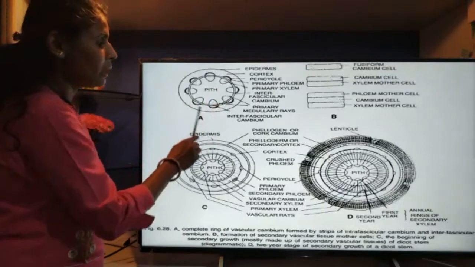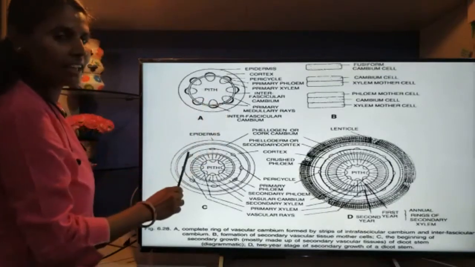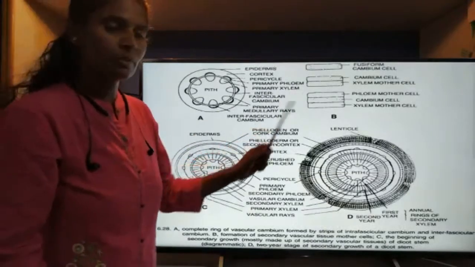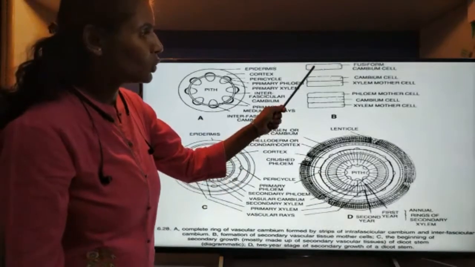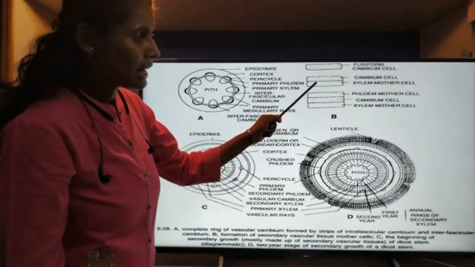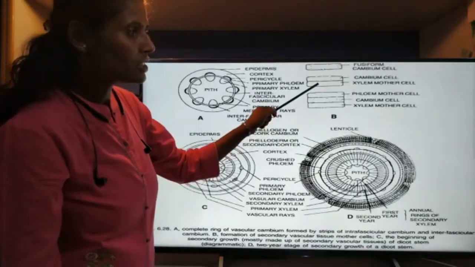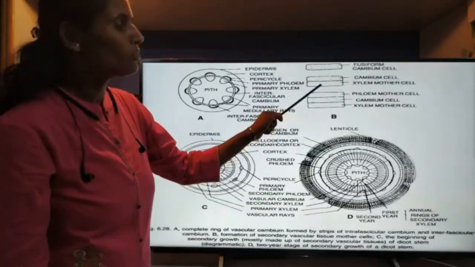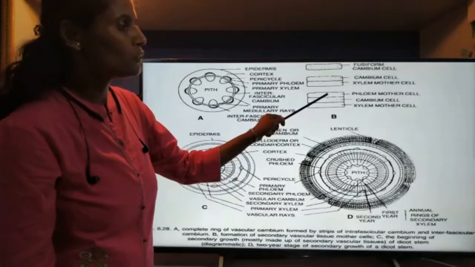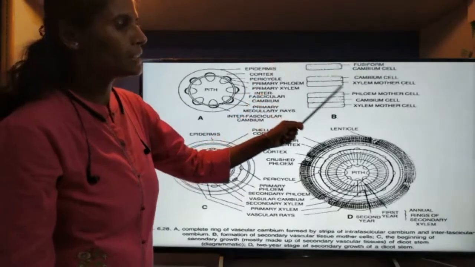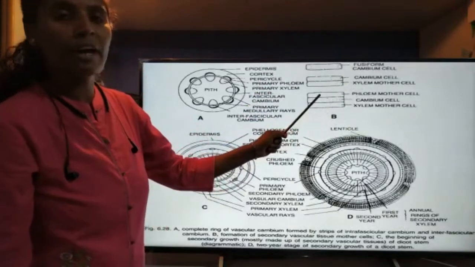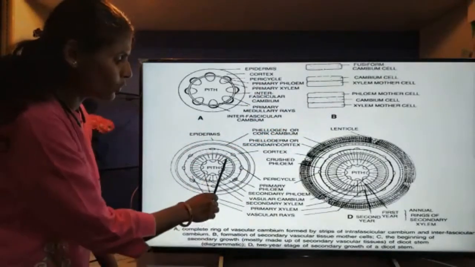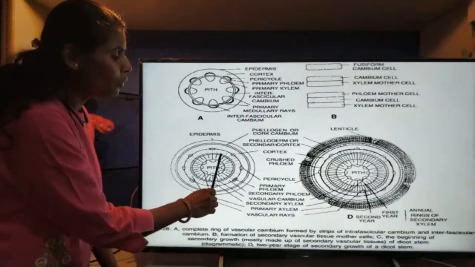And when the complete ring is formed during the secondary growth, which is otherwise known as the growth ring. At the time of initiation of the secondary growth, the cambium is going to divide cells towards inside. The cell which is formed towards inside is called xylem mother cell, which later divides to form the secondary xylem, whereas the cell which is formed towards the outside is called the phloem mother cell, which divides to form the secondary phloem.